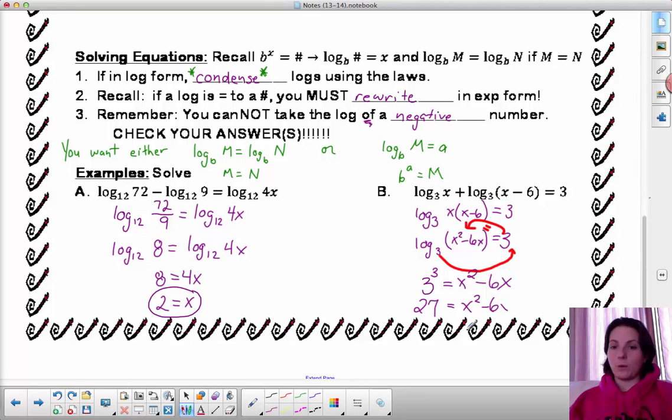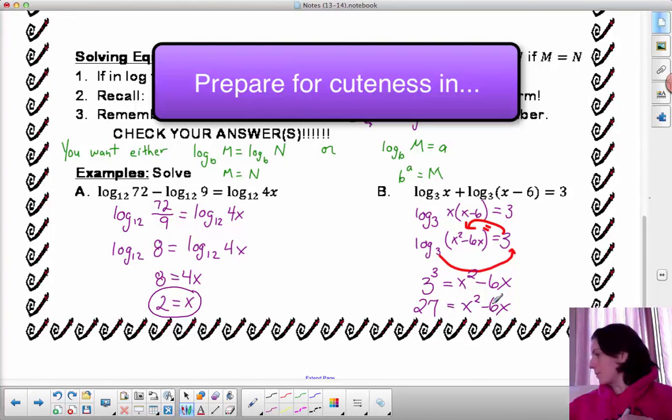In our last set of notes, we saw that we could solve by square roots. This time we can't solve by square roots because we don't have just a squared and a constant. We also have an x term.